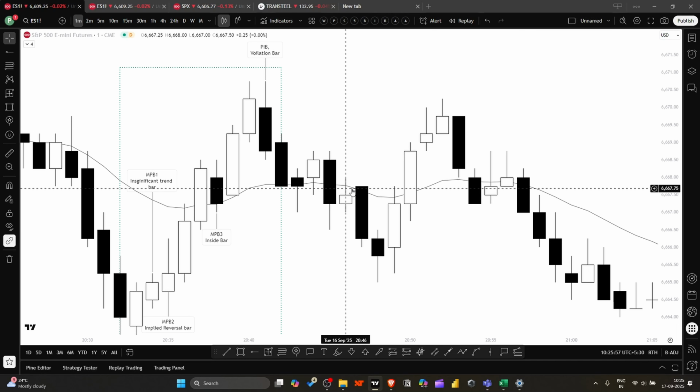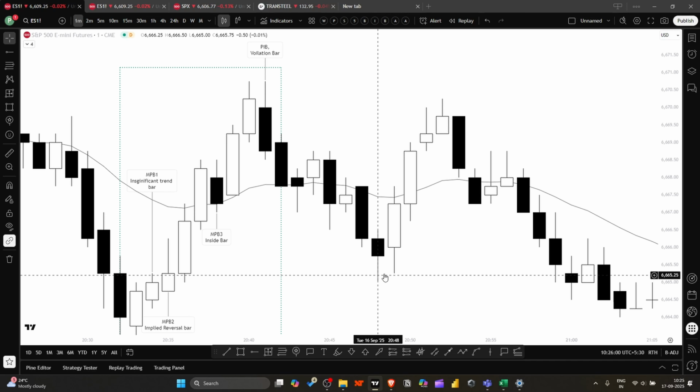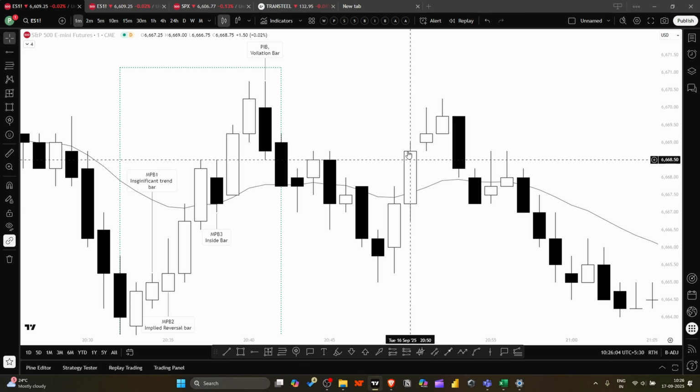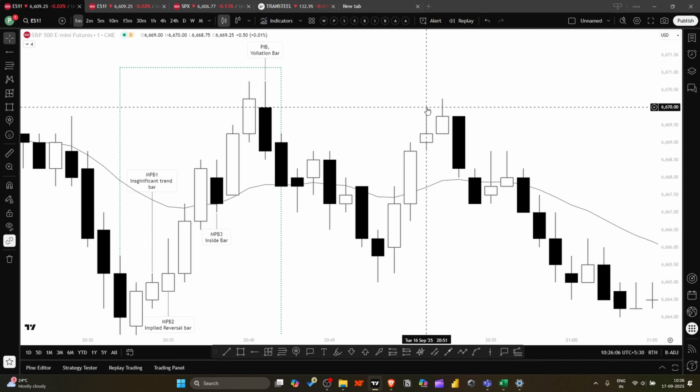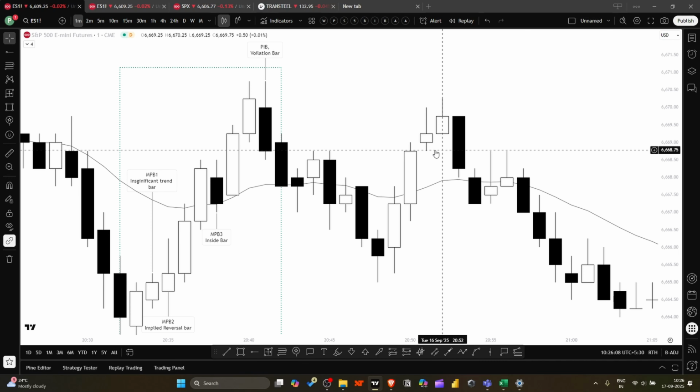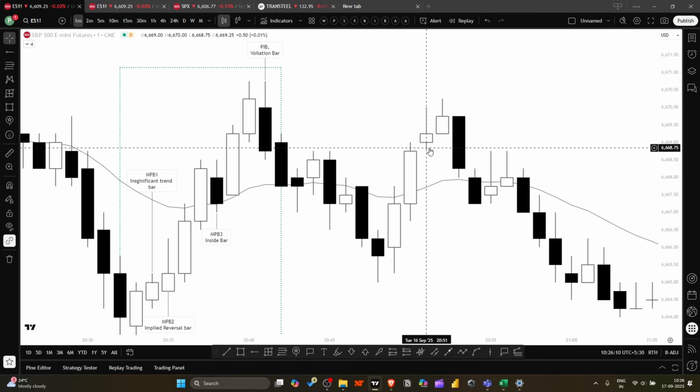This was a bear trend bar. This is a bear implied reversal bar. This is a bull trend bar. This is a bull implied reversal bar. We would like this bar to be a bear bar, but instead this is a bull bar, but it still has a huge wick on the top. That is a kind of a pause.